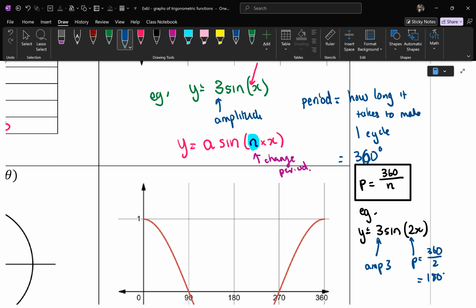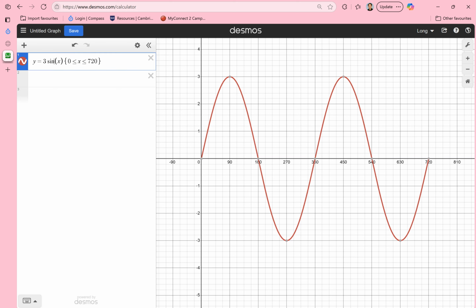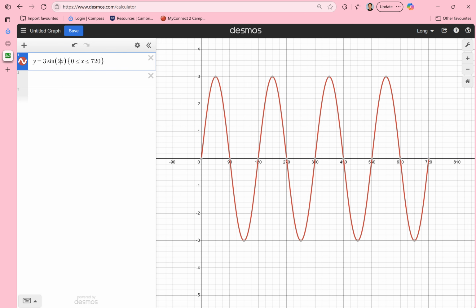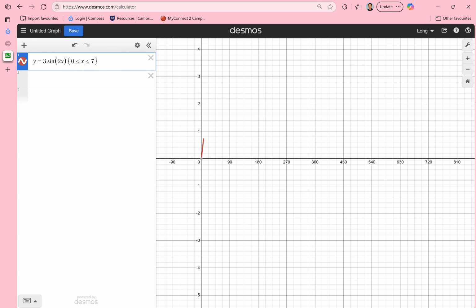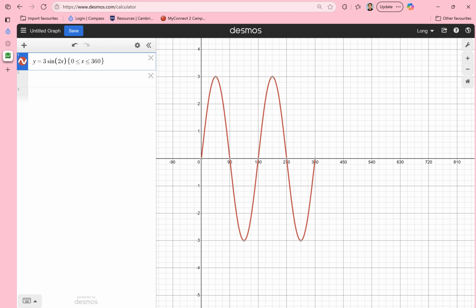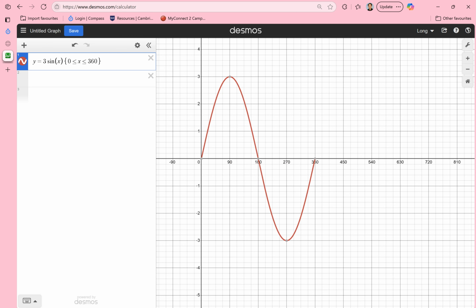So watch what happens when I put a 2. I go back. I put a 2 in front of the x. And I'll change this back to... See, in 360 degrees, I actually made 2 cycles rather than one cycle because I made that a 2. So if I change that back, that's one cycle that you were familiar with. But if I put a 2 in front, I make the period shorter. So it takes half the time to make that cycle.